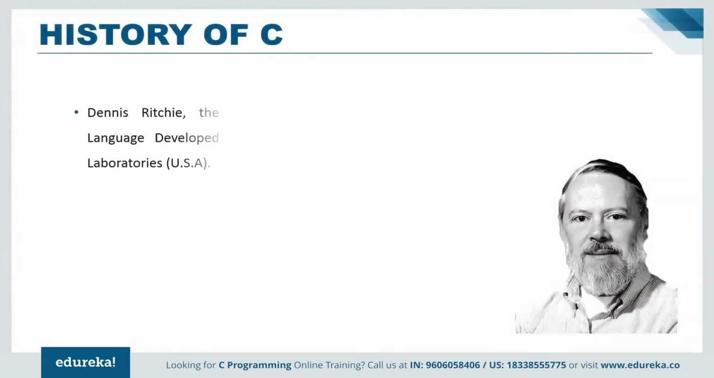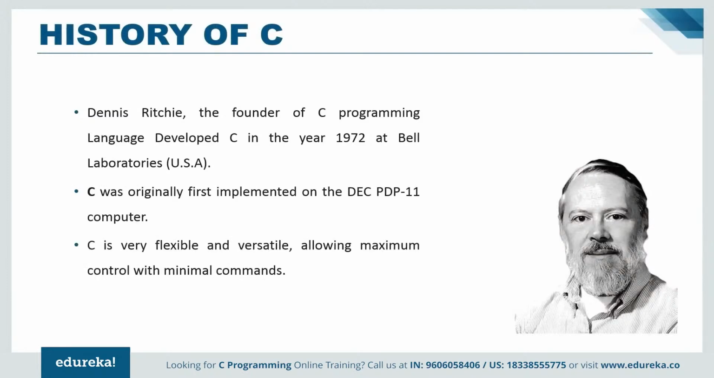As we all know, Dennis Ritchie is the founder of the C programming language. Prior to C, we had many other programming languages such as B, COBOL, ALGOL, and many more, which were usually machine level programming languages, and it was very difficult to develop the Unix operating system using those machine level languages. This was the reason Dennis Ritchie founded the C programming language in the year 1972 at Bell Laboratories, USA. C was originally implemented on the DEC PDP-11. C is well known to be flexible and versatile, which allows maximum control with a minimal number of commands. And it is a very user-friendly programming language, and it is highly readable.